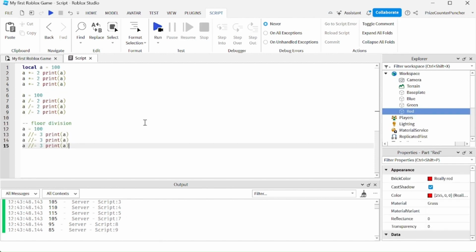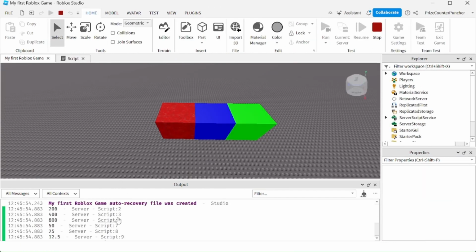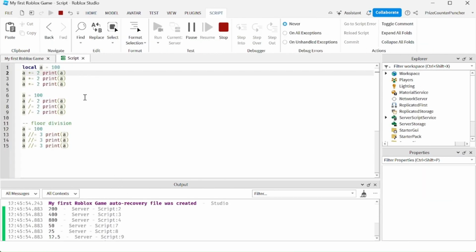The compound assignments are mostly used for addition and subtraction, but you can also use it with other arithmetic operators. For example, here we have multiplication, division, and floor division. Let's take a look. On line 2, we'll multiply by 2, so it goes from 100 to 200, then it goes to 400 and 800, because we're multiplying by 2 each time.